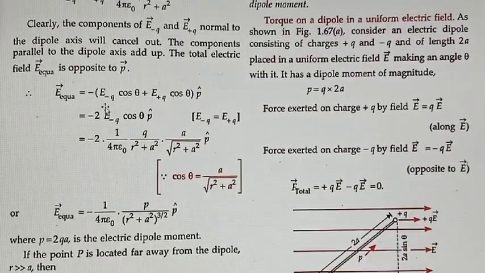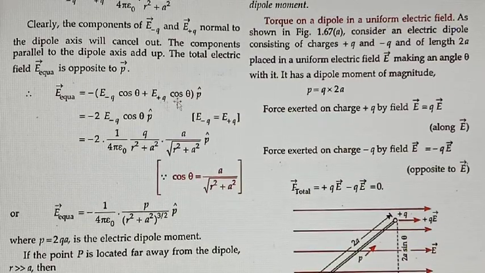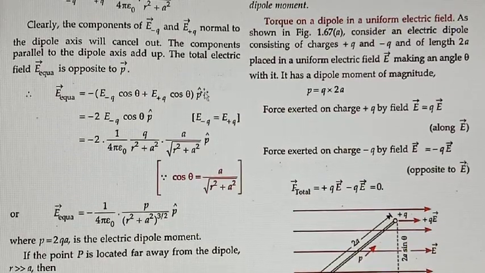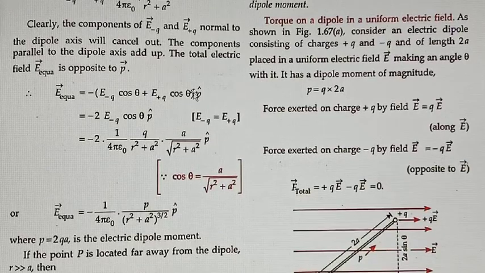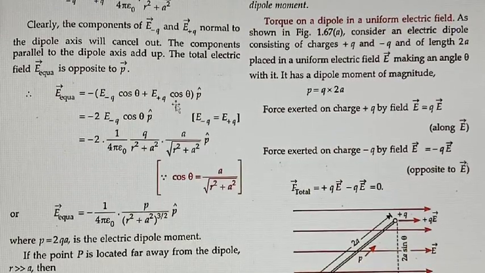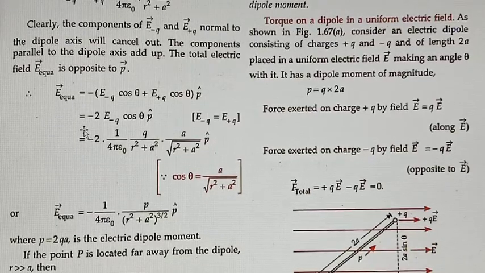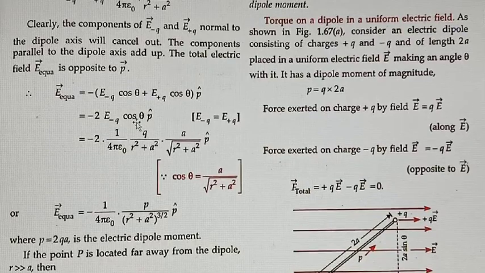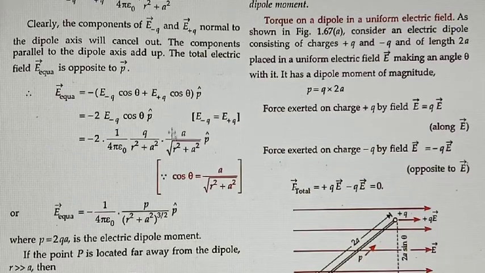You can put the minus sign here, or you can put it inside the bracket with P cap, that will also do. But as you have already learned that magnitude of E plus Q is equal to magnitude of E minus Q, so I can write like this, minus twice E minus Q cos theta P cap.